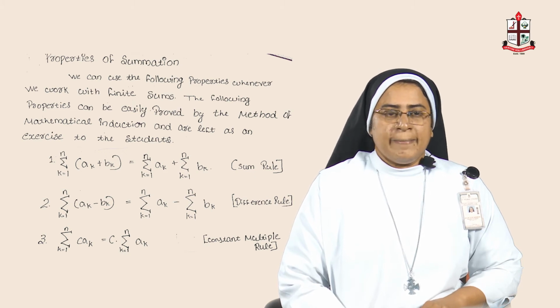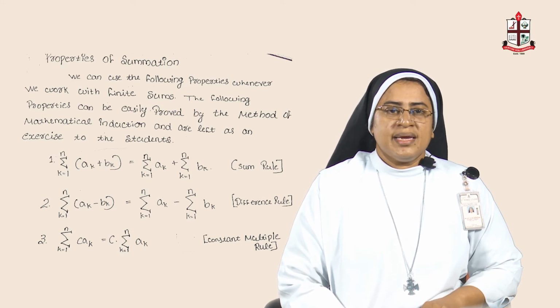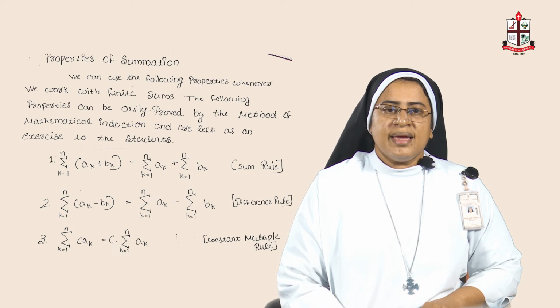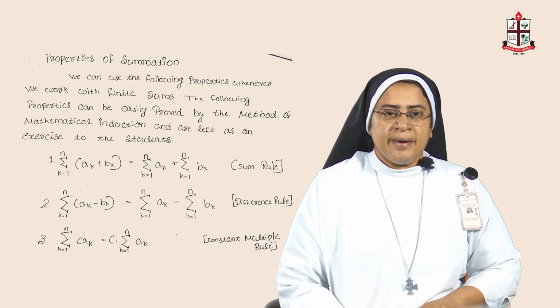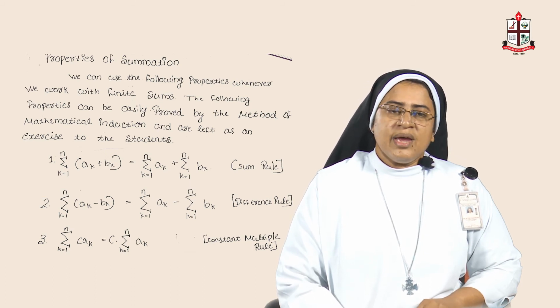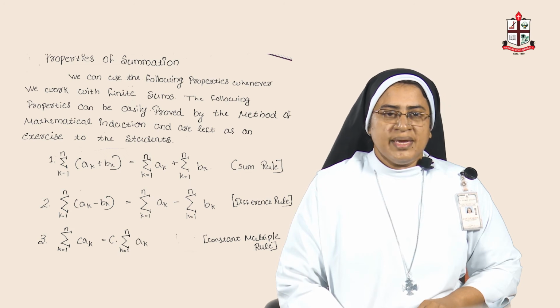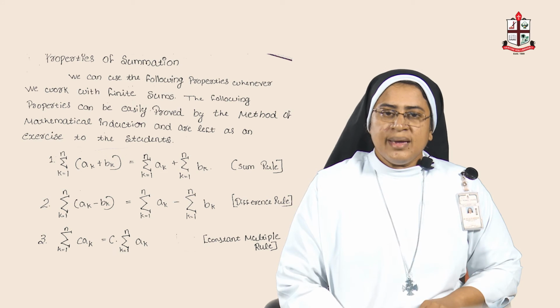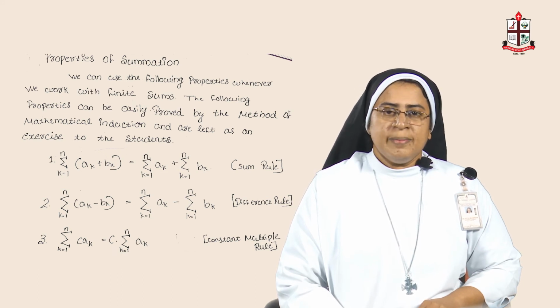The first one, sigma k equals 1 to n of ak plus bk, is equal to sigma k equals 1 to n ak plus sigma k equals 1 to n bk. It is called in general the sum rule, that is addition rule. The second one is the difference rule or subtraction rule, sigma k equals 1 to n of ak minus bk, which is equal to sigma k equals 1 to n ak minus sigma k equals 1 to n bk.